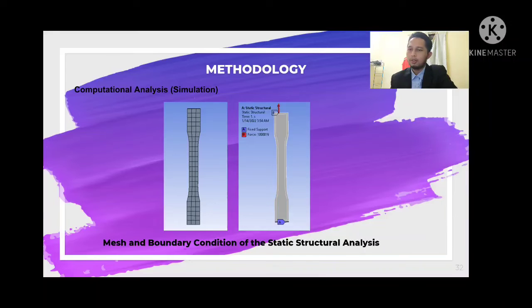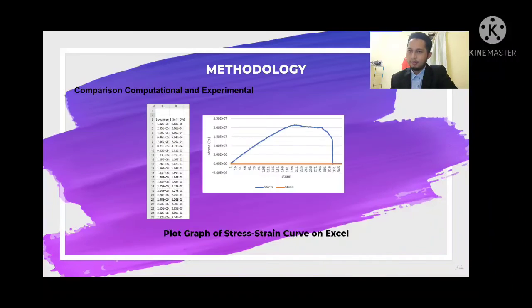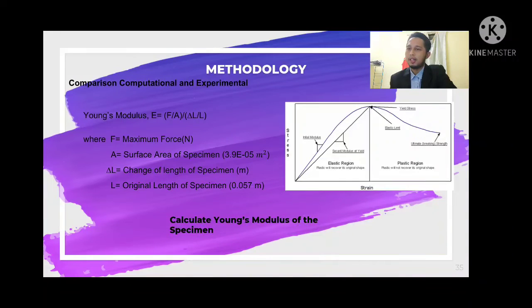Select data that wanted to be displayed, such as the maximum principal stress, total deformation, and maximum principal strain, to be plotted into a graph, and run the static structural analysis. After the results have been generated, plot the data of the experimental and computational on Excel. Calculate the Young's modulus for each specimen and analyze the results.